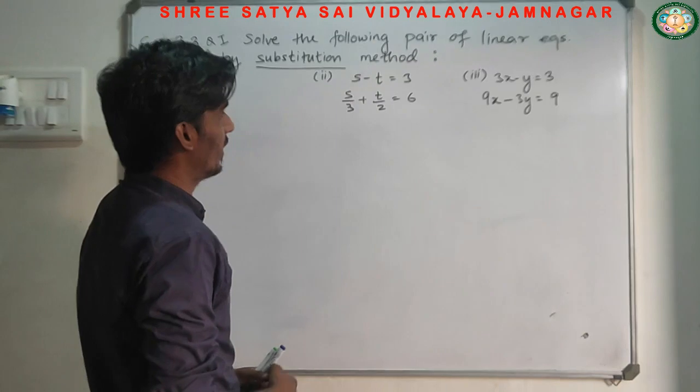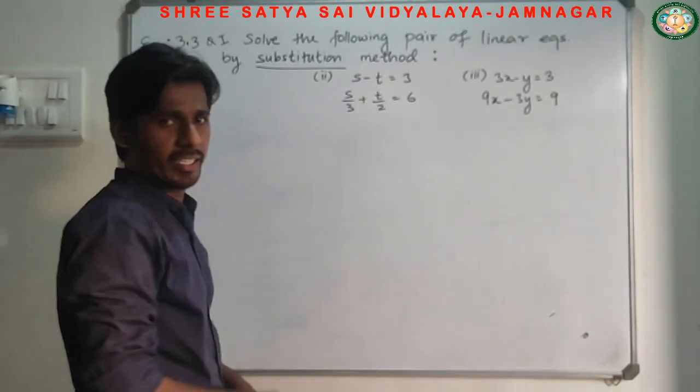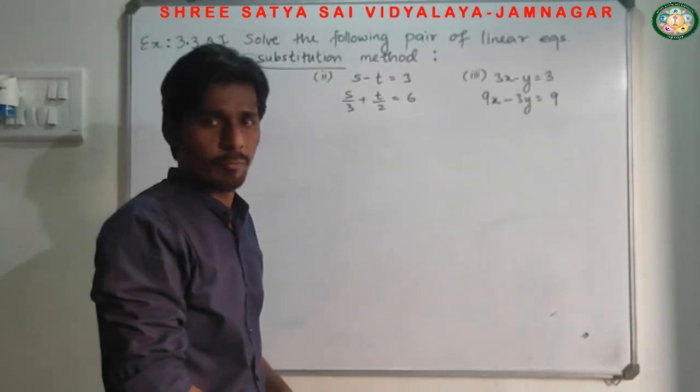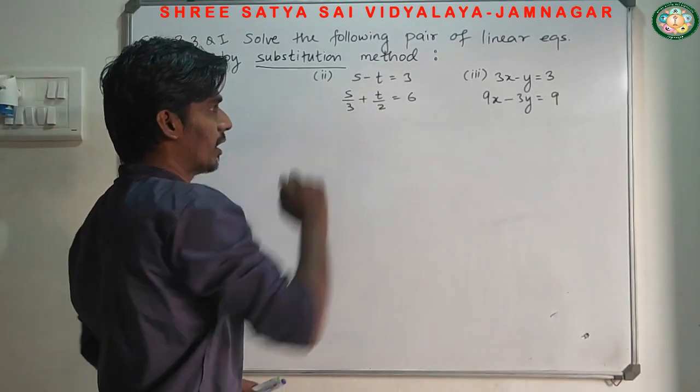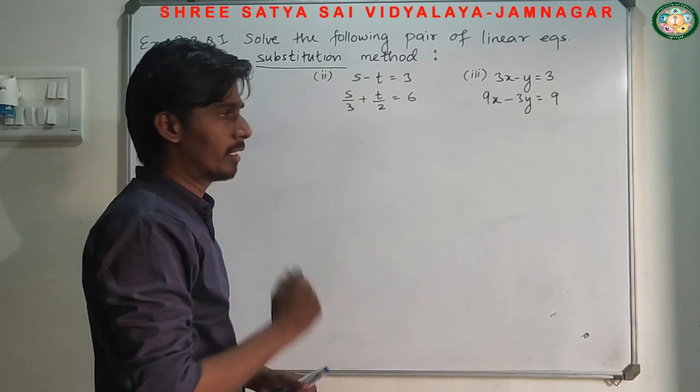Here, s minus t equals 3. It's already in a normal general form or standard form, but the second equation is given in fractions. So let's first convert this into standard form or general form.